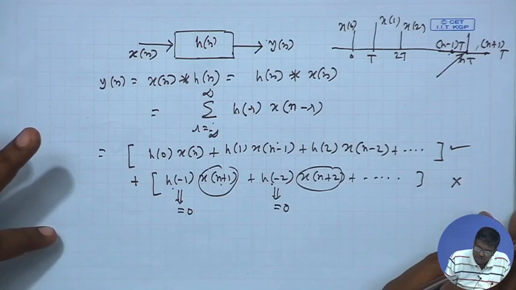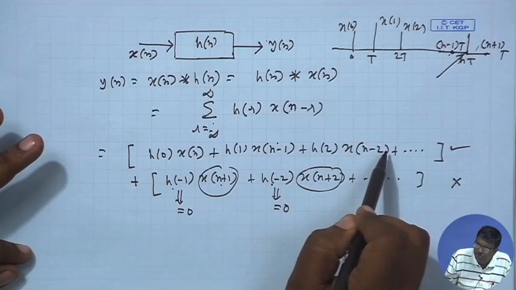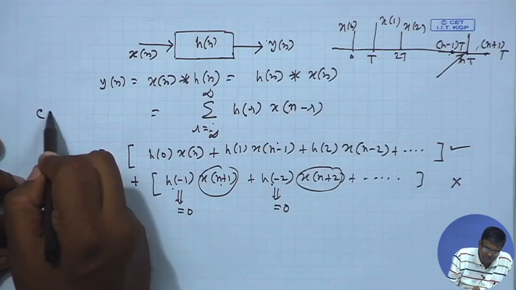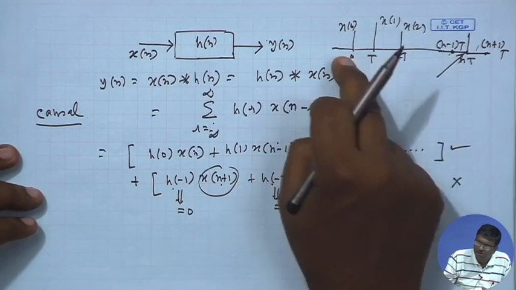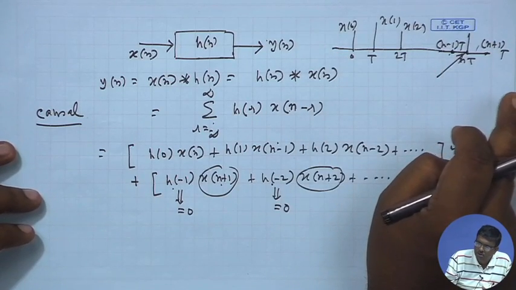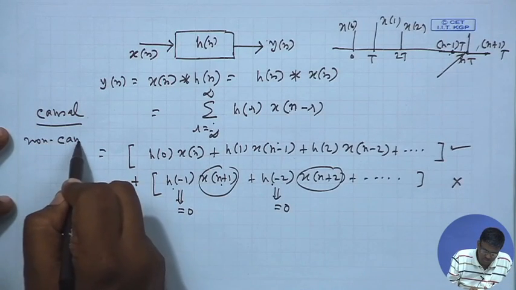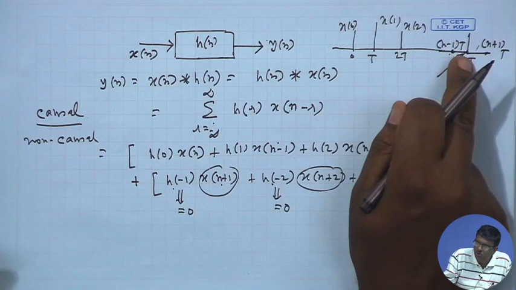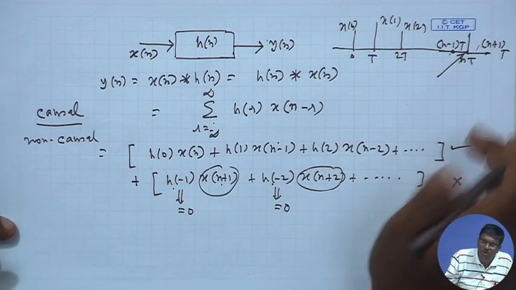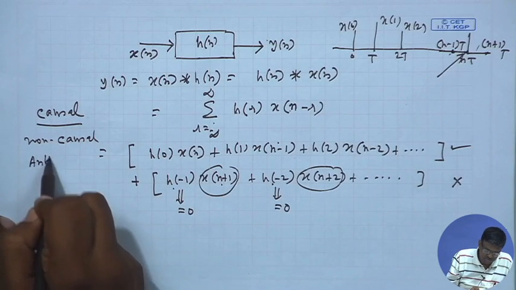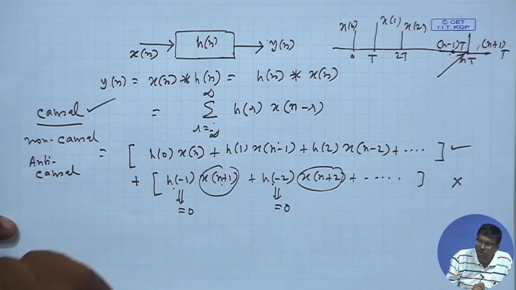A system where the current output depends only on the current input and past inputs is called a causal system. If it depends on both past and future inputs, then it is called non-causal. And in a special case where the current output depends only on future inputs, it is called anti-causal. Obviously, for our real time operation we want causal.